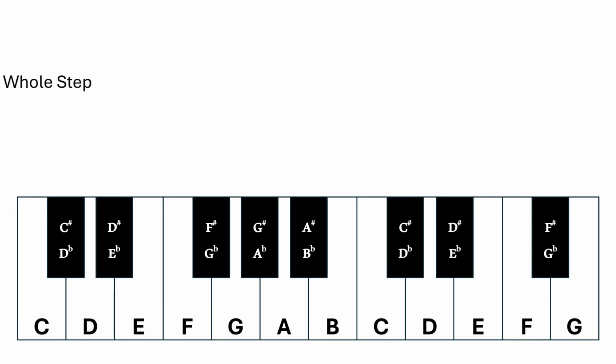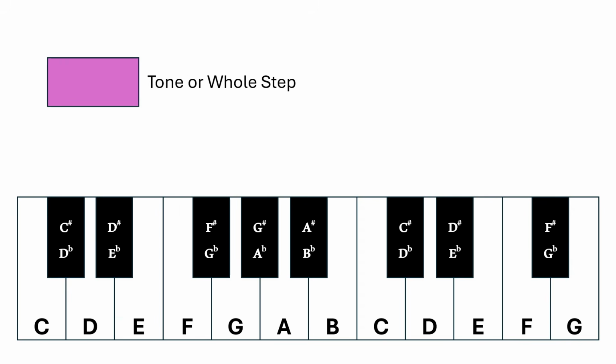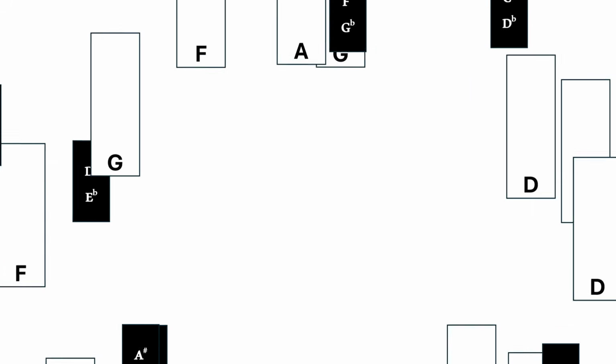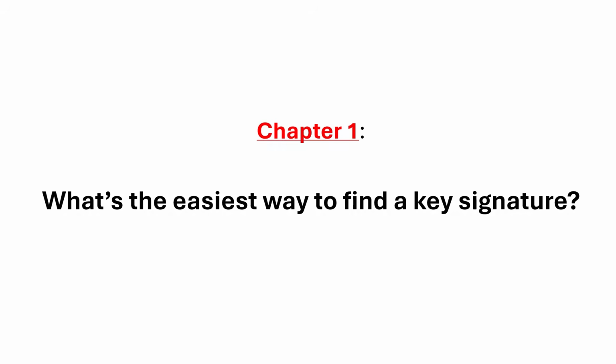Tones or whole steps will be shown with a long pink block, and semitones or half steps will be represented by a half-size blue block. So let's move on to Chapter 1. What's the easiest way to find a key signature?